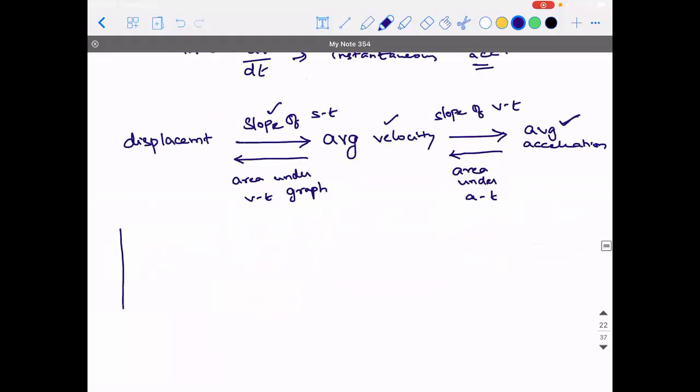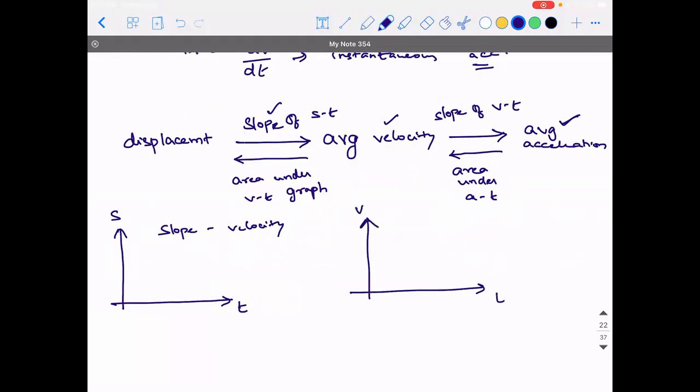So if a displacement time graph is given to you, then on finding slope, what do you get? You get velocity. When velocity time graph is given to you, on finding slope, what do you get? Acceleration. On finding the area, you get displacement.